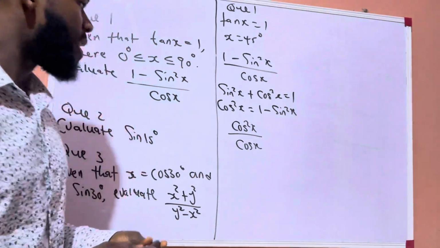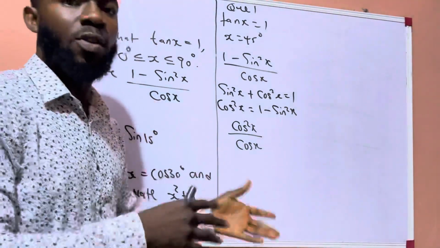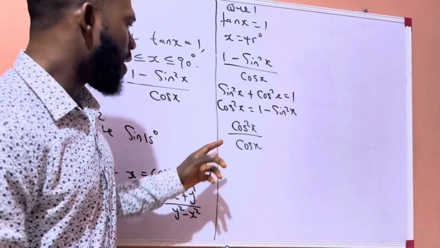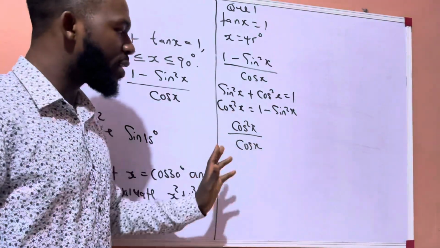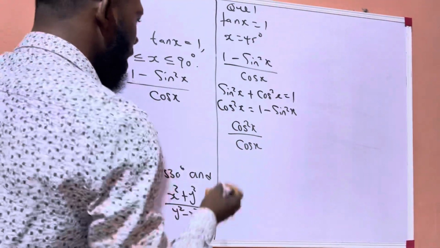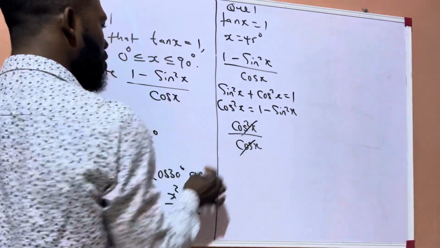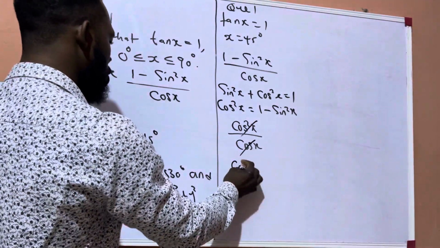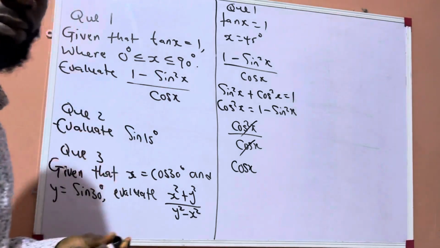Now, when you say cos square x, it simply means cos x in 2 places. So, if I have cos x in 2 places and I have cos x below, it means cos x will cancel one of the cos x in cos square x, and I'm going to have just cos x.